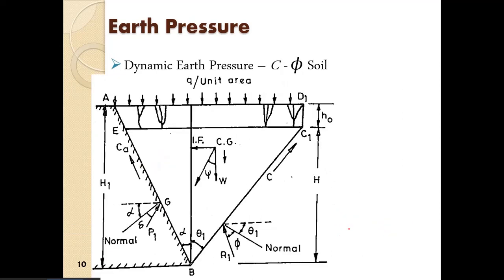Then we saw that this particular modification to the above theory was given by Prakash and Saran, 1966.